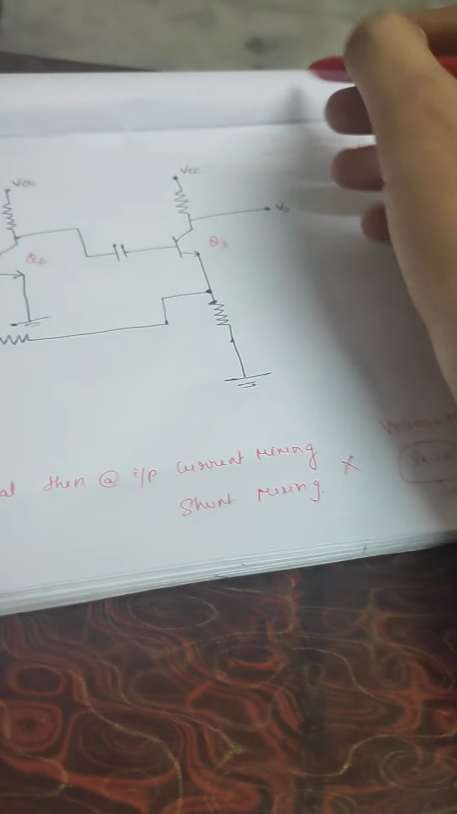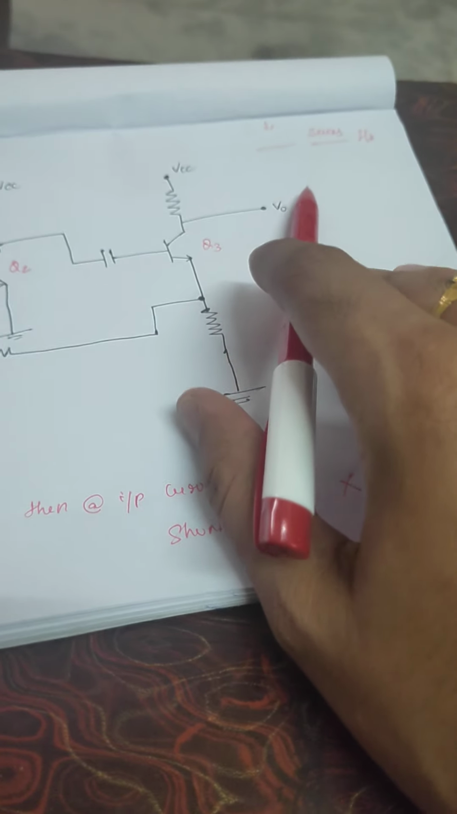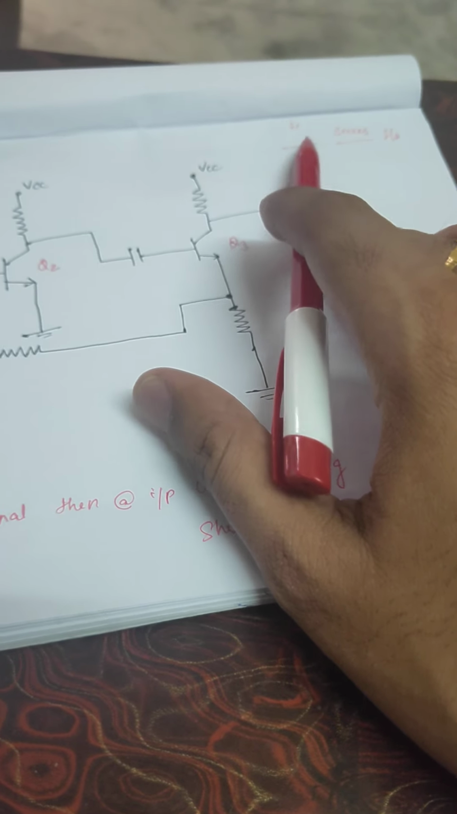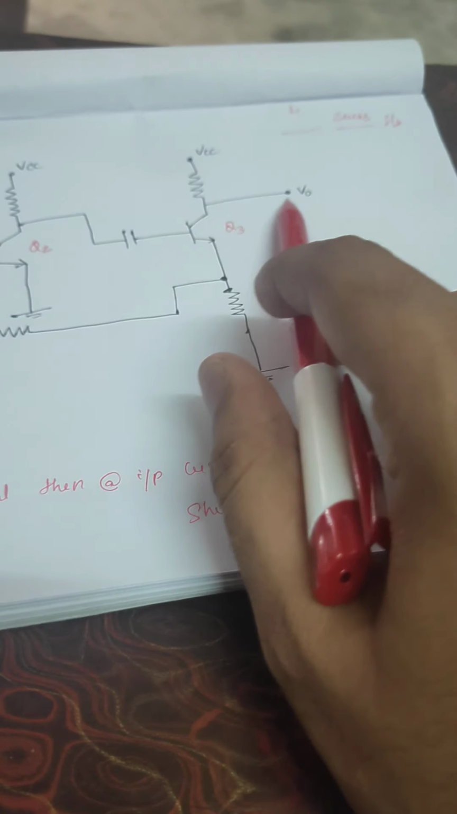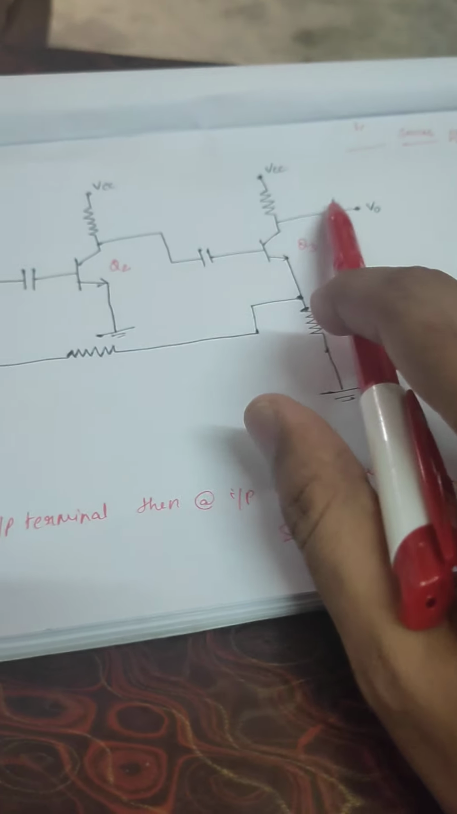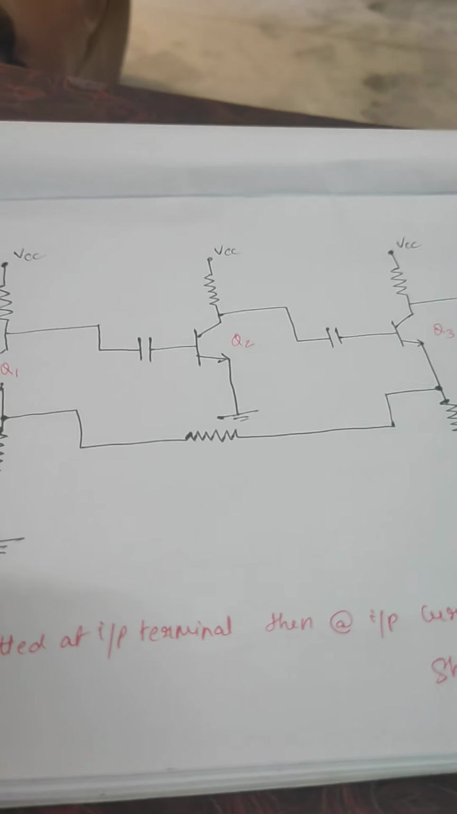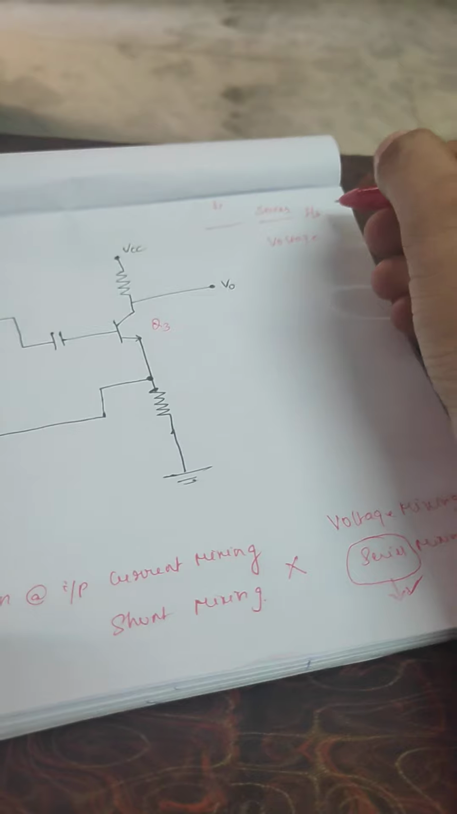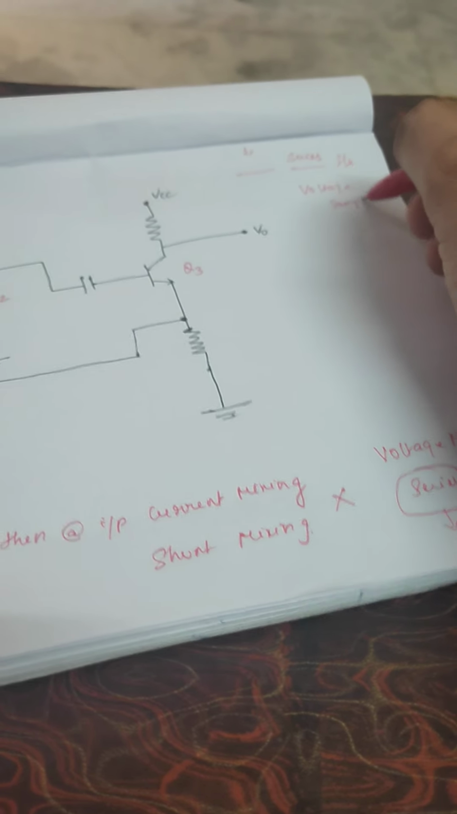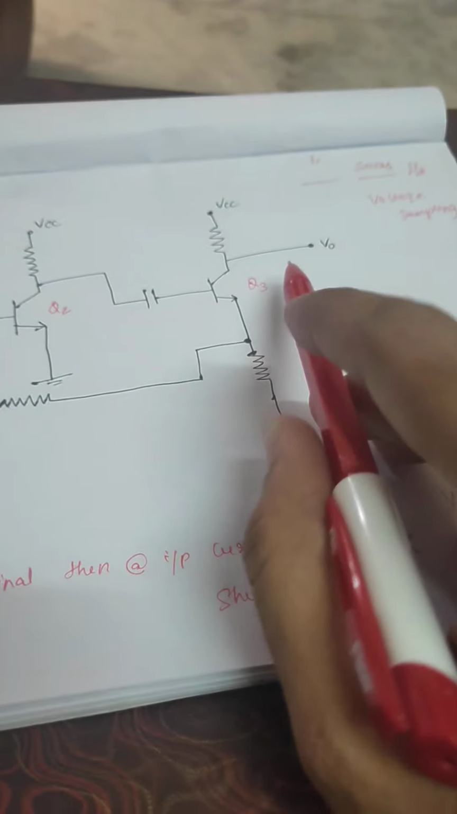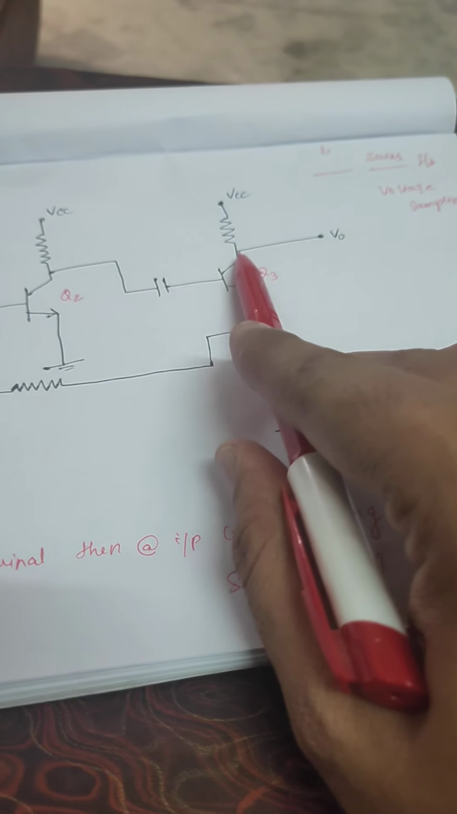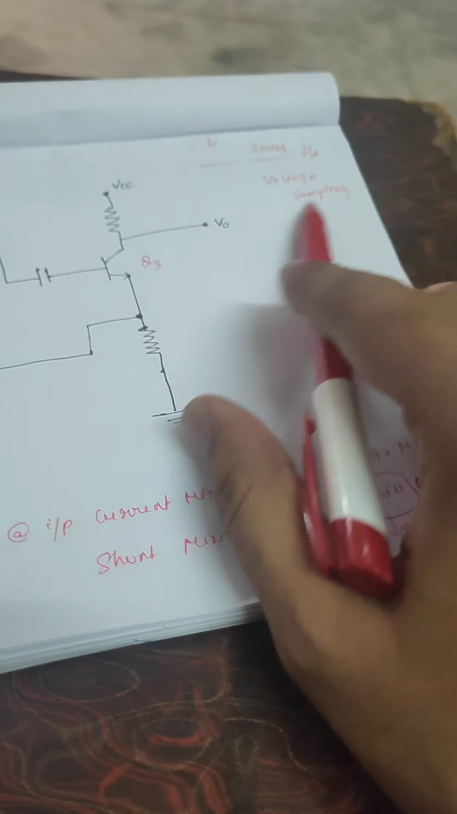What about the first term? The first term depends on what type of sample you are going to extract from the output. In the last session I described that if there is a connection directly from the output terminal towards the input, that means from this V0 terminal or from this collector terminal, if a feedback exists towards the input, then we can name it voltage sampling. I am once again repeating, students, if the feedback exists directly from the output terminal, that is the collector terminal, towards the input or the first section, then we can name it voltage sampling.